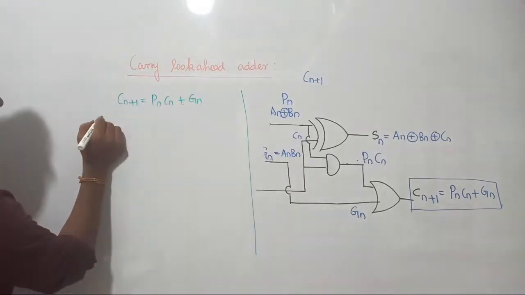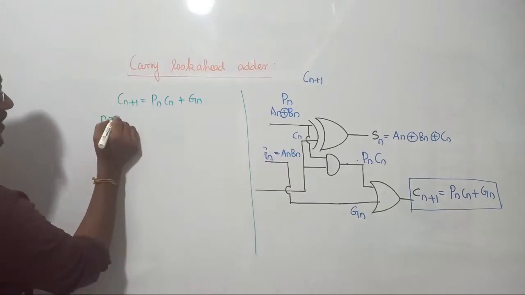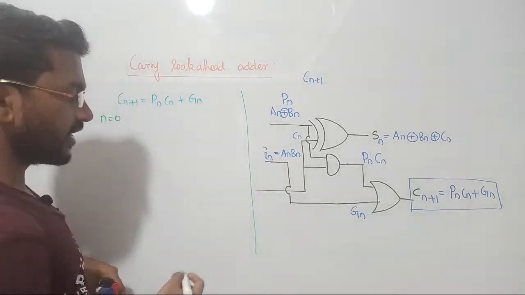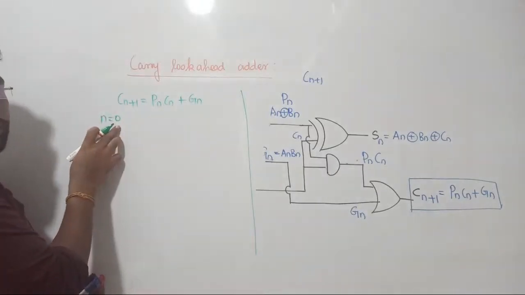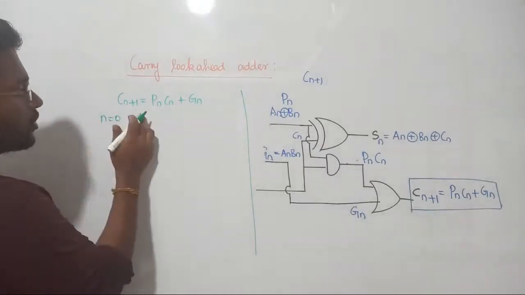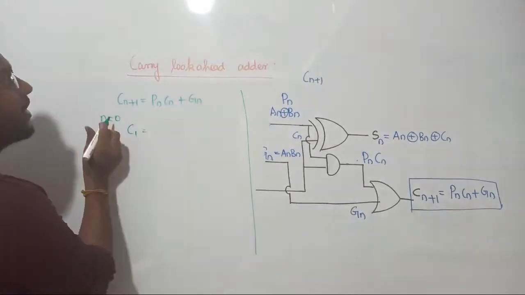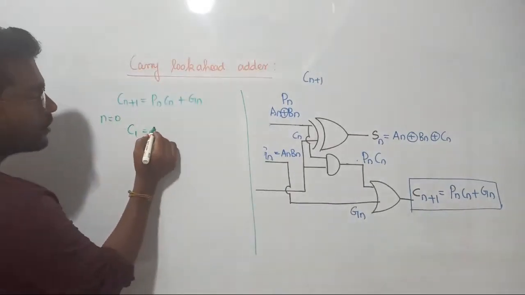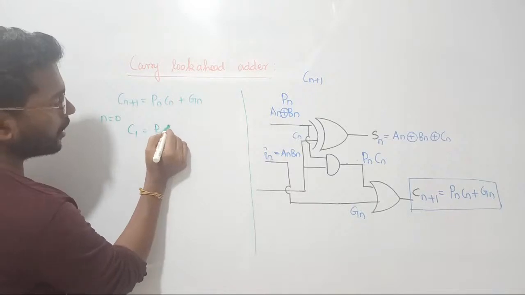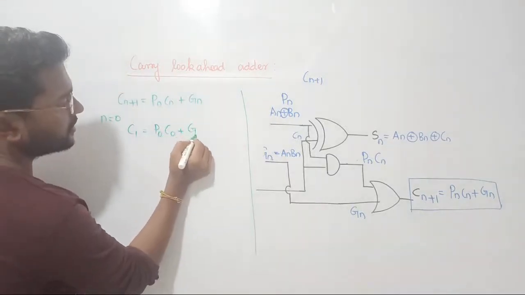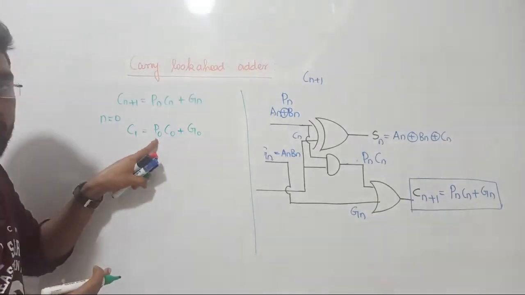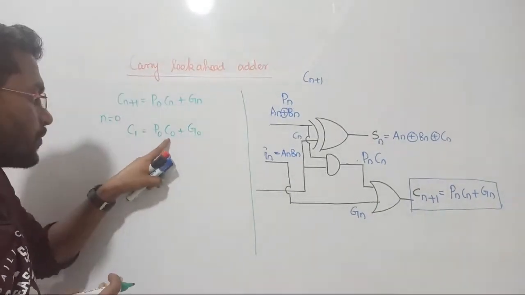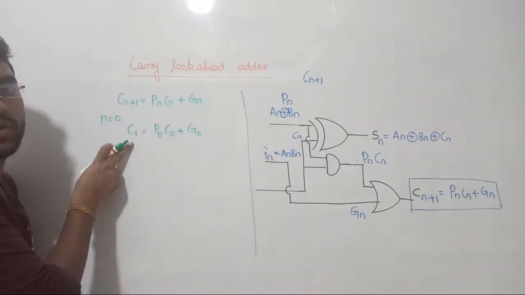Okay, let me put n equal to 0 first, because C0 is known for us, right? The initial carry is known for us, right? If I put the initial carry as 0, initial carry will be 0. If I put n equal to 0, then you will get C1, since n equal to 0, 0 plus 1 will become 1. I'm getting C1 equal to P0 C0 plus G0. Now we know the initial generation, we know the initial propagation, the initial carry is also known. By substituting all the values, we can find the value of C1 directly.